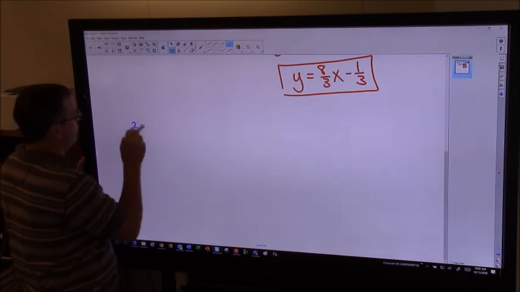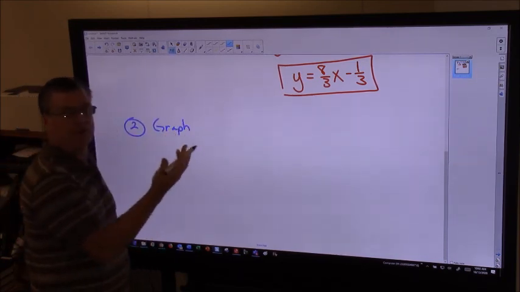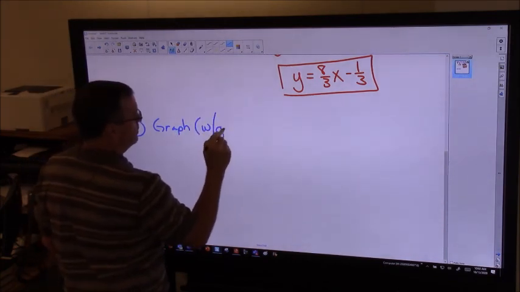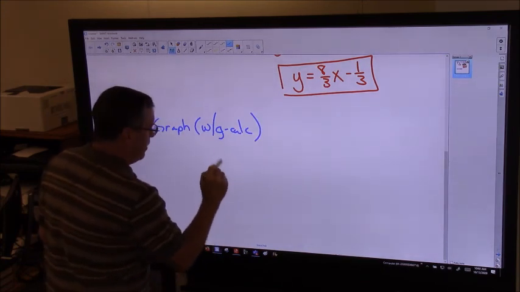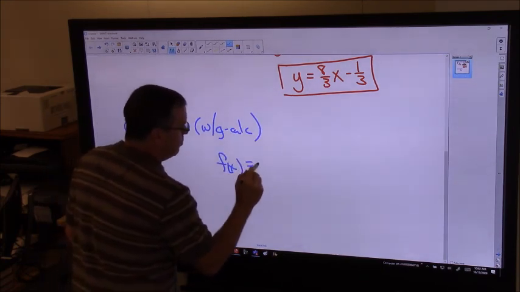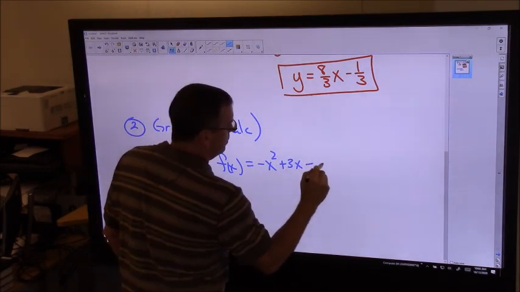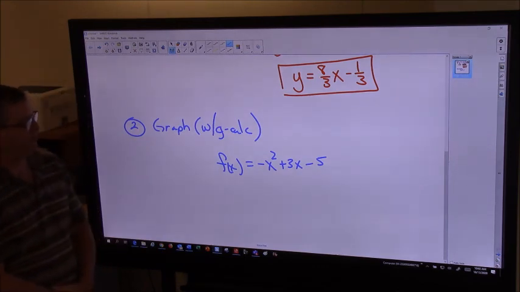So let's try this one. We want to graph with the graphing calculator, so I'll just say with the G-Calc, f of x equals negative x squared plus 3x minus 5. Let's go ahead and just produce a quick picture of what that looks like with your calculator.